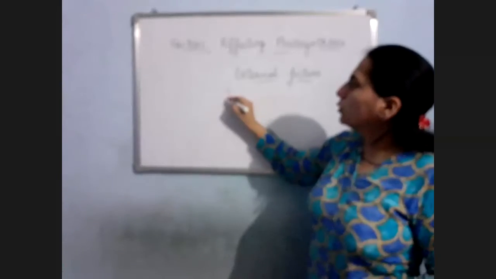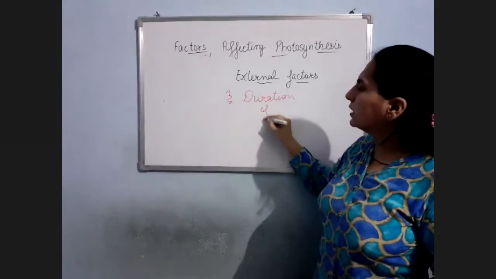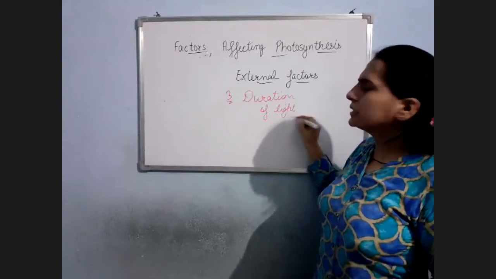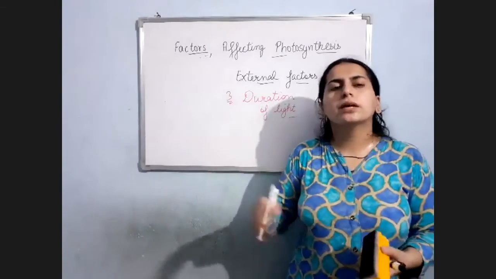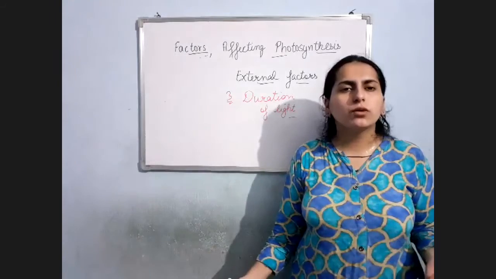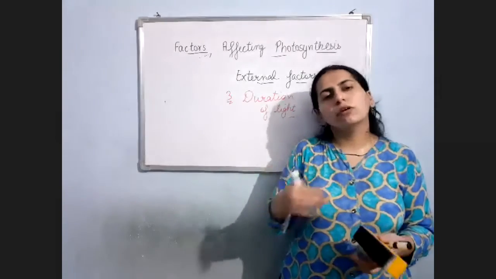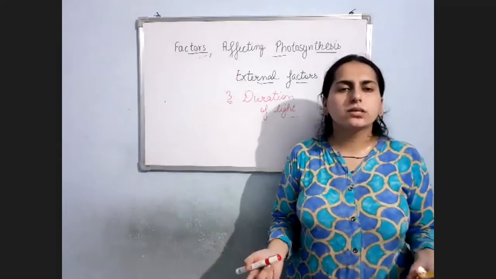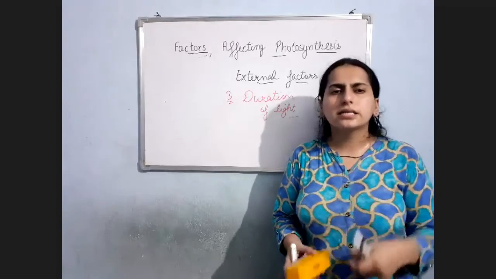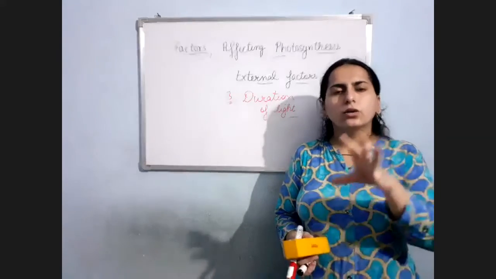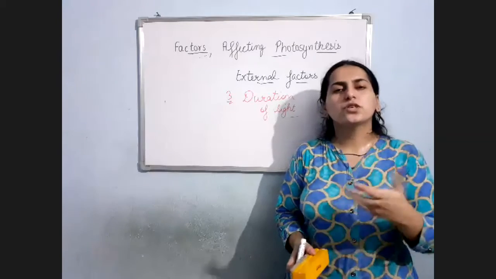Now, third, as I told you, duration of light. I think this is clearly understood by you. Duration means time. If the plant is exposed to light for a longer period of time, then photosynthesis would be more. And if the plant is exposed to sunlight for a lesser period of time, then photosynthesis would be less. Normally, if I talk about the normal range, then a plant needs at least 10 to 12 hours to be exposed to the sunlight.